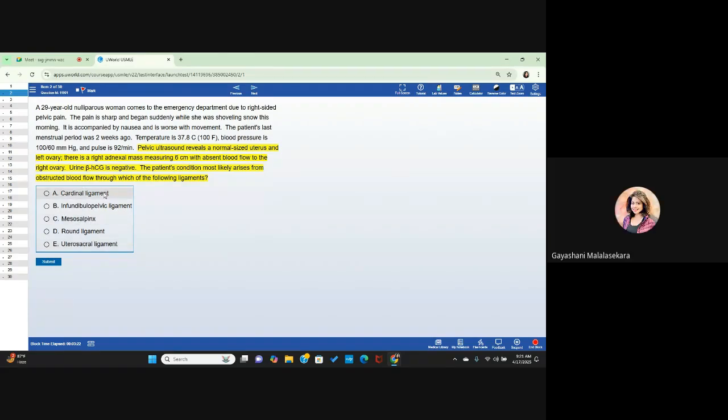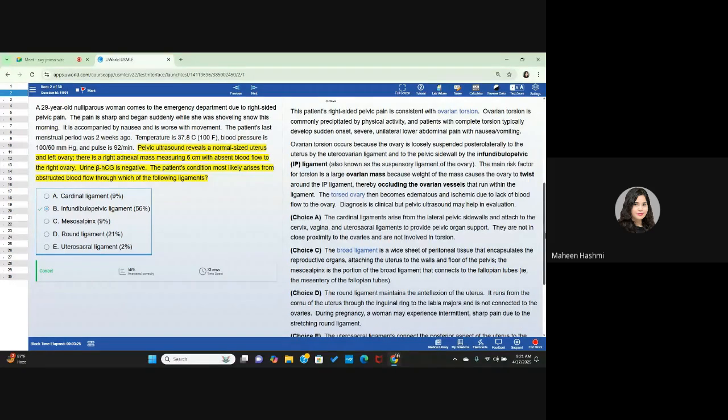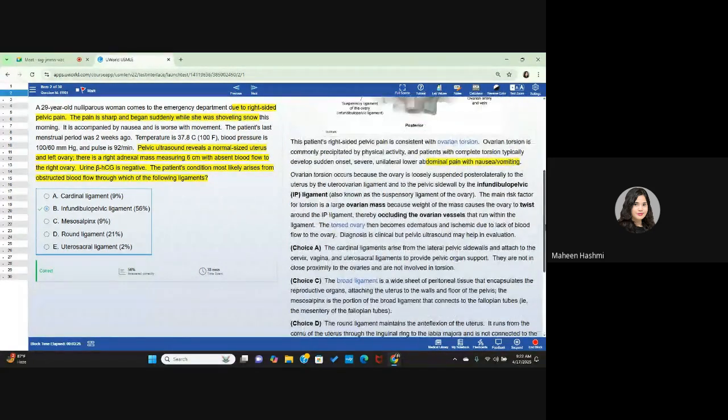It's very easy. Infundibulopelvic. Exactly. So we know that this case was ovarian torsion. Whenever a patient comes to the ED with severe pelvic pain, and if it's right-sided, it can be appendicitis, it can be ovarian torsion, and the only way to distinguish is by doing an ultrasound. If it shows absent blood flow, then they're referring to ovarian torsion. Again, the patient will also have nausea and vomiting, which is also suggestive of appendicitis. We know that the ligament they twist onto is the infundibulopelvic ligament. Again, very high yield point.